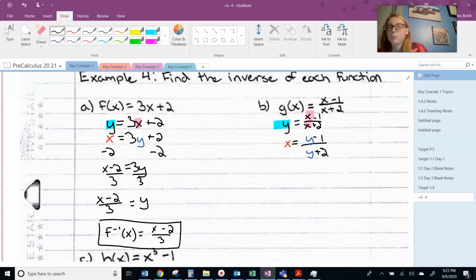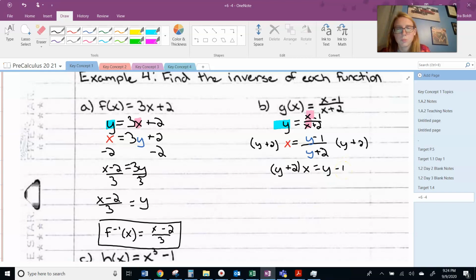So again, like we did earlier, I don't like fractions, so let's get rid of it by multiplying by the denominator. We get y plus 2 times x equals y minus 1. We're going to distribute that in. We get xy plus 2x equals y minus 1.